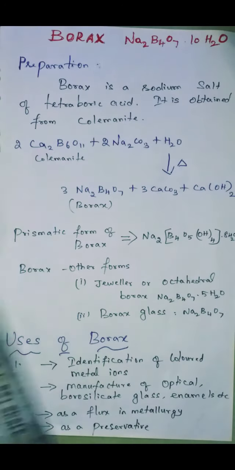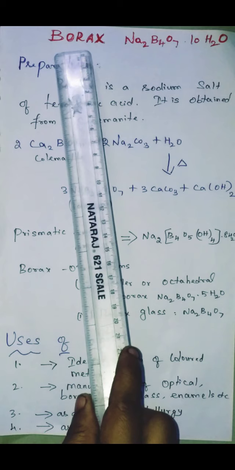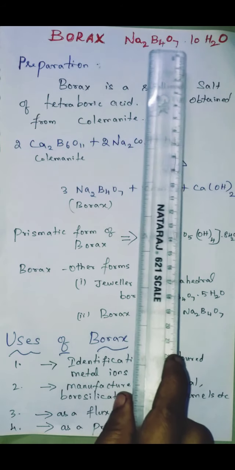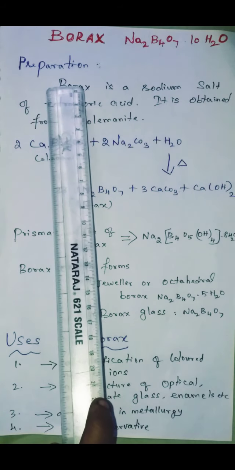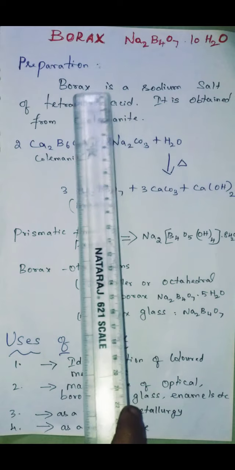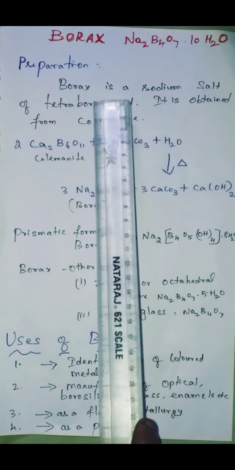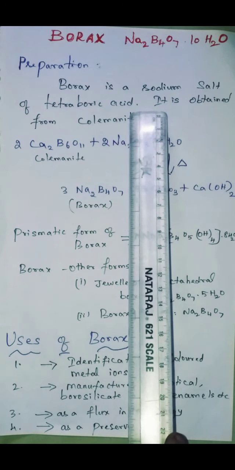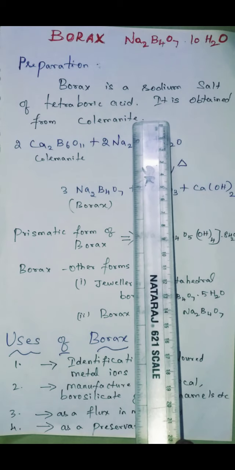Next topic. Boron extraction, physical properties, chemical properties and uses are over. Now we are going to see boron compounds. The first compound is borax. Formula: Na2B4O7.10H2O. Preparation: how is borax prepared? Borax is a sodium salt of tetraboric acid. This is a very important question. It is obtained from colemanite. Colemanite is also one type of ore, a boron ore.